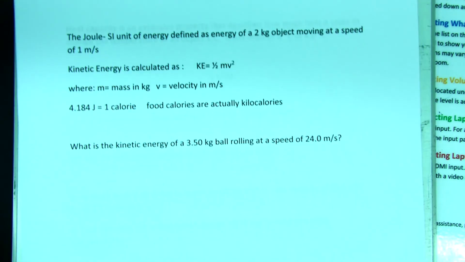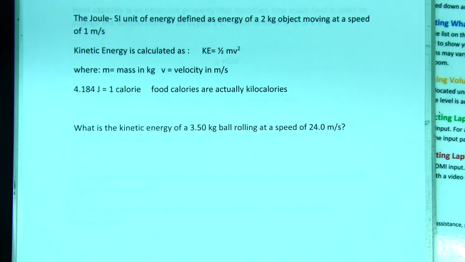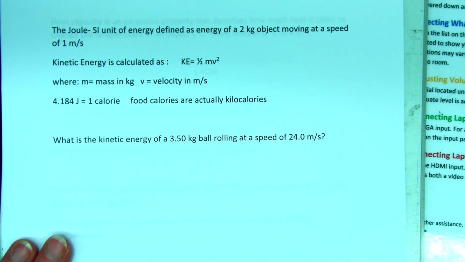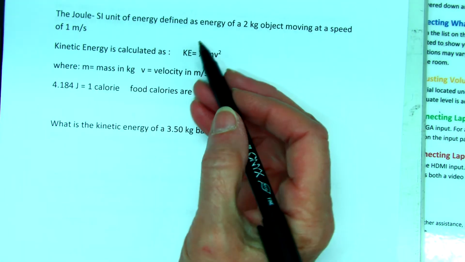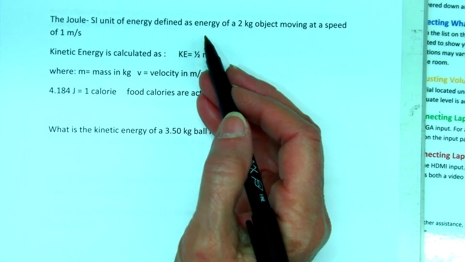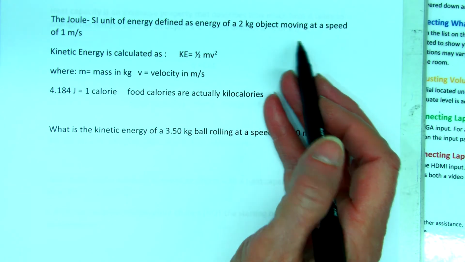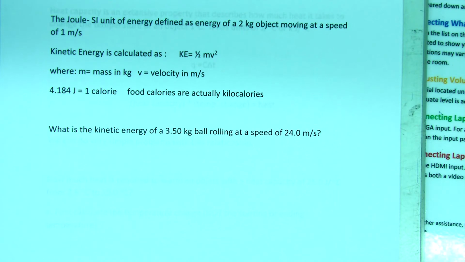So as we introduce energy, we talk about the SI unit of energy, which is the joule, and this is spelled Joule. This is for James Joule, the person that this is named for. It's not jewel like emeralds and rubies and diamonds and sapphires, not that kind of jewel. And it is defined as 1 joule is equal to the energy a 2 kilogram object has when it's moving at a speed of 1 meter per second.